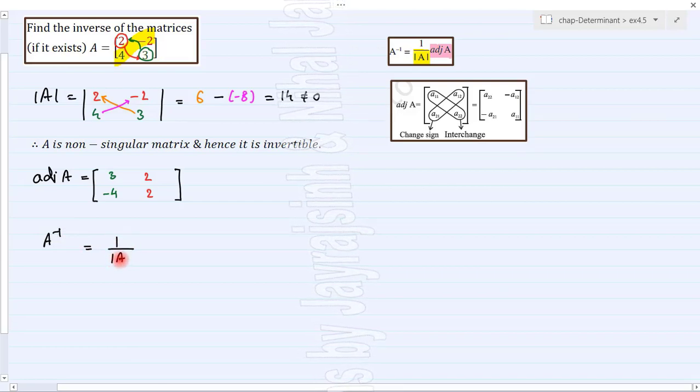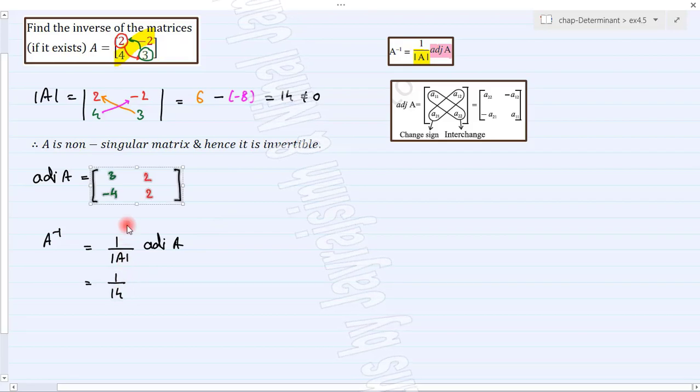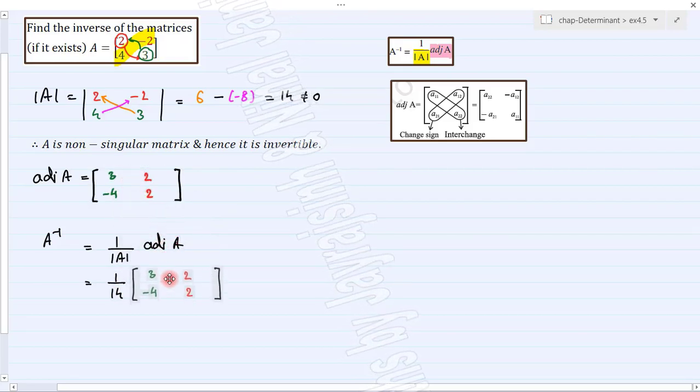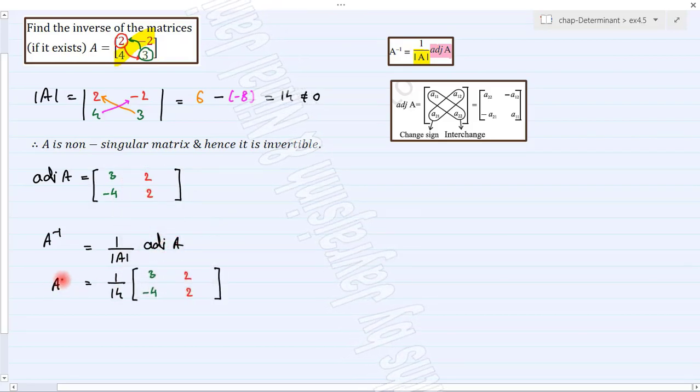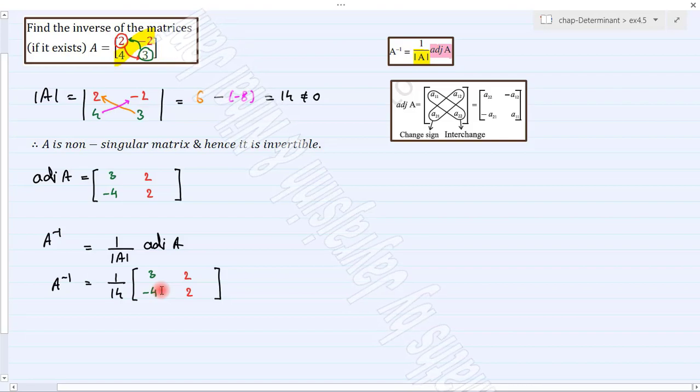We are ready to find out inverse of matrix, which is nothing but 1 upon determinant of A into adjoint of A. So let's get your 1 upon determinant of A, which is 14, and your adjoint of A. So here we get our A inverse. Ta-da! Let's try to solve next question.